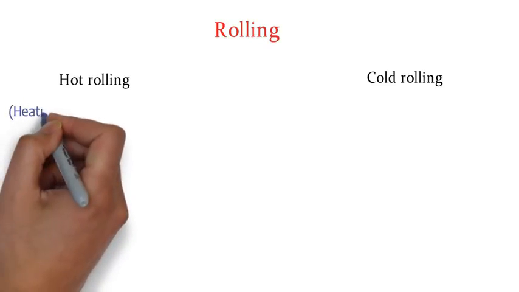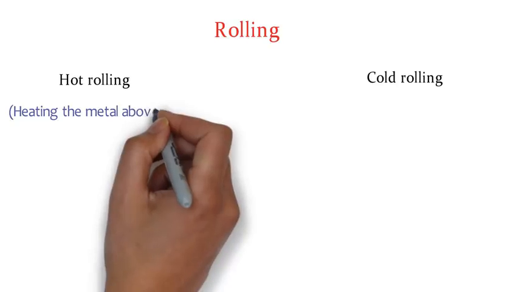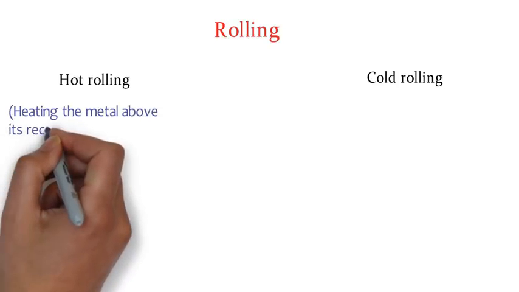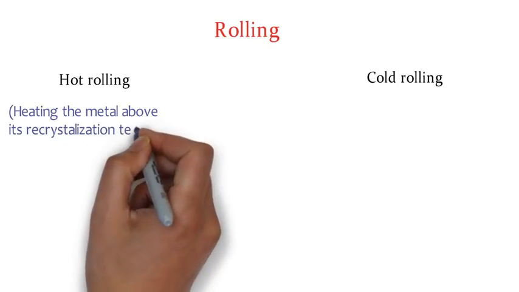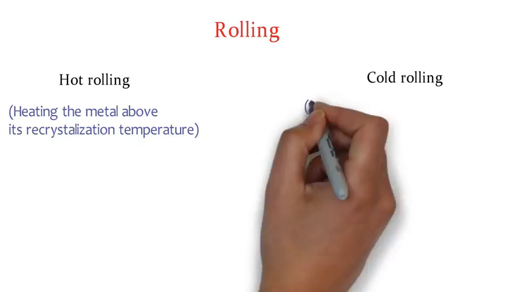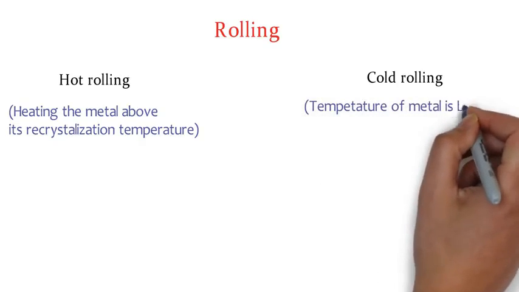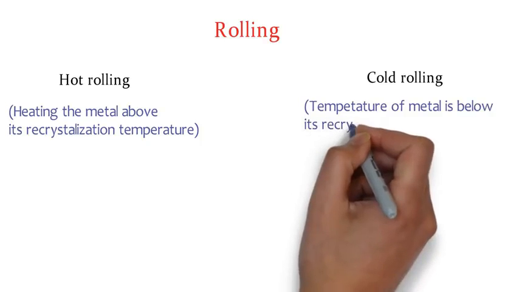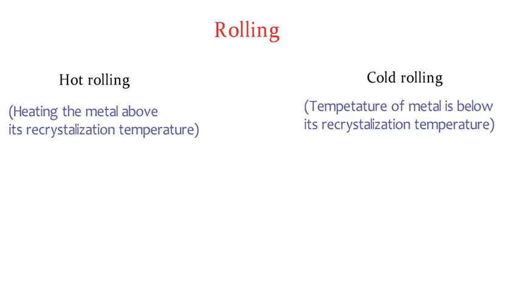Now, what is hot rolling? The rolling process in which the metal to be passed between the rollers is heated above its recrystallization temperature is known as hot rolling. And obviously, if the temperature of the metal to be passed between the rollers is less than the recrystallization temperature, then the process is known as cold rolling.